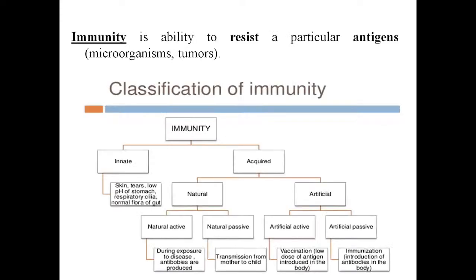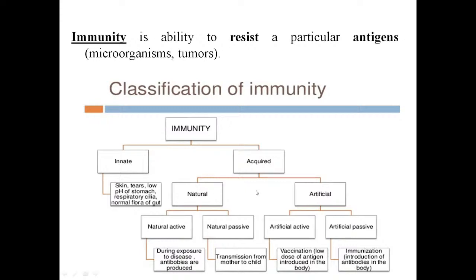Immunity is the ability of the organism to resist particular antigens. Immunity is the ability to resist particular antigens, microorganisms or tumors. Immunity is classified into innate and acquired. Innate immunity is present in everyone from birth. It includes skin as a mechanical barrier, tears because they contain some protective proteins, low pH of the stomach that kills bacteria, respiratory cilia, normal flora of the gut.